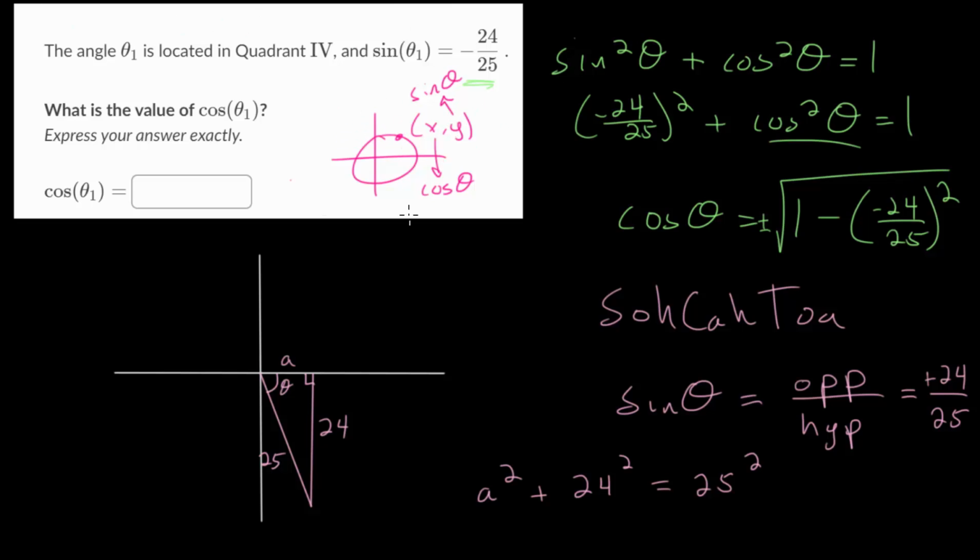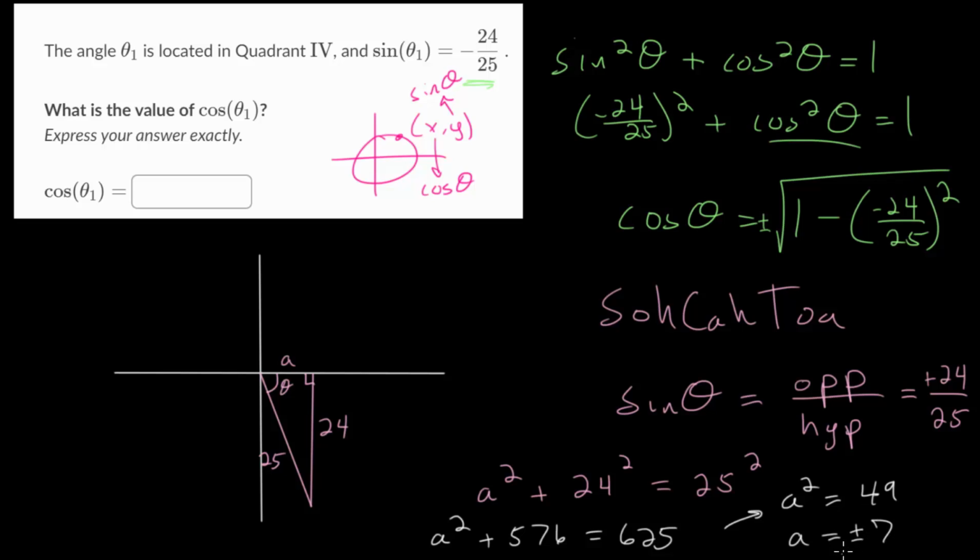So we can use the unit circle just to determine if we are dealing with a negative or positive sine or cosine. And if we simplify our equation, we would have a squared plus 576 is equal to 625. We can subtract 576 on each side so that we find a squared is 49, and taking a square root of each side, we would get plus or minus 7.